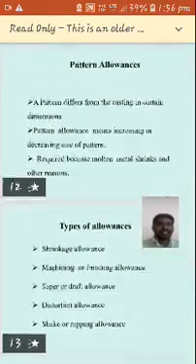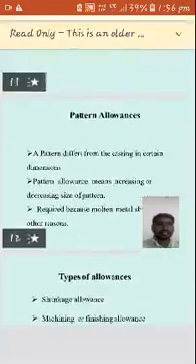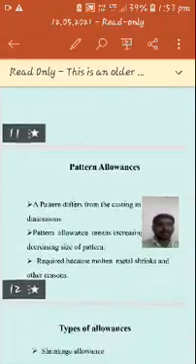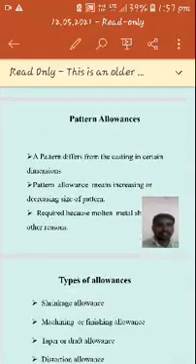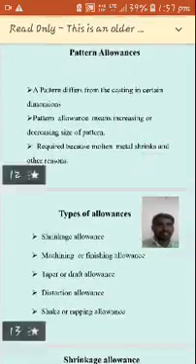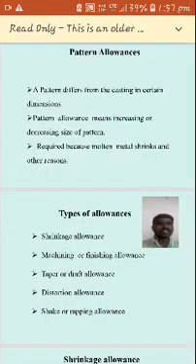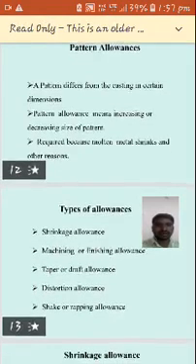Okay, and next, pattern allowances are there. So that is the pattern, and the other topic here is pattern allowances. What is a pattern allowance? Allowance means adding extra dimensions to the pattern. It is called allowance.